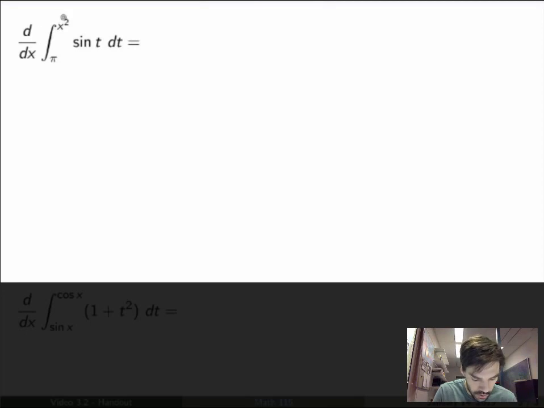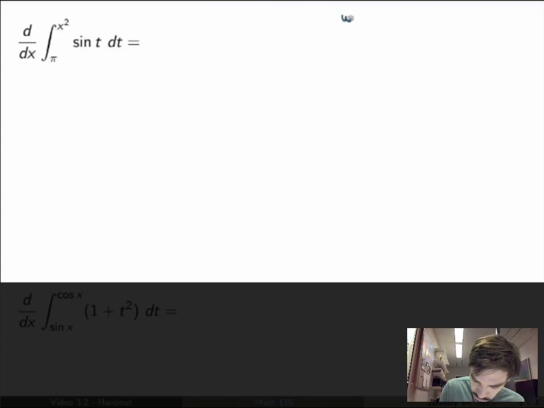I'm asking you to evaluate the derivative of the integral of sine of t between pi and x squared. How can I do that? I can't use the FTC directly because the upper limit of integration is not x. The upper limit of integration here is itself a function of x, it's x squared. So in other words, this thing here is a function of x. So what do I do when I want to evaluate the derivative of a function of x? I use the chain rule. So let's do that explicitly.